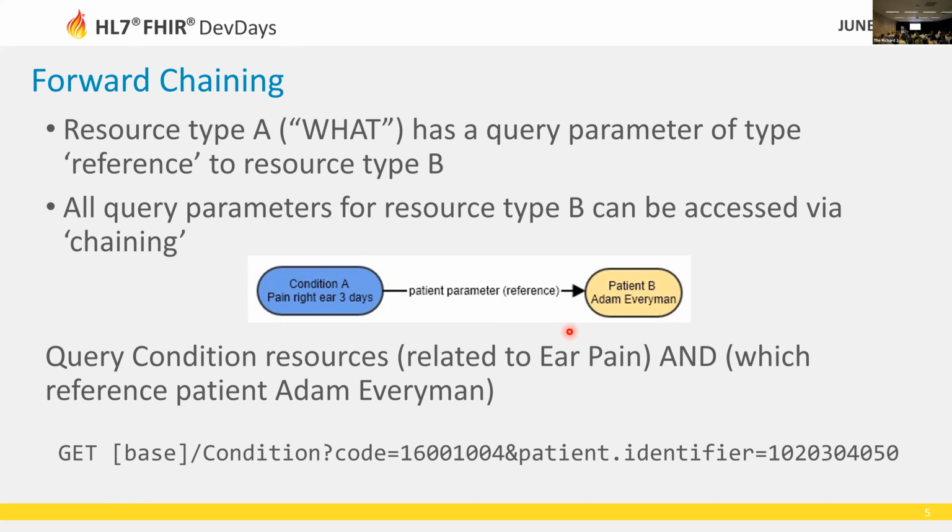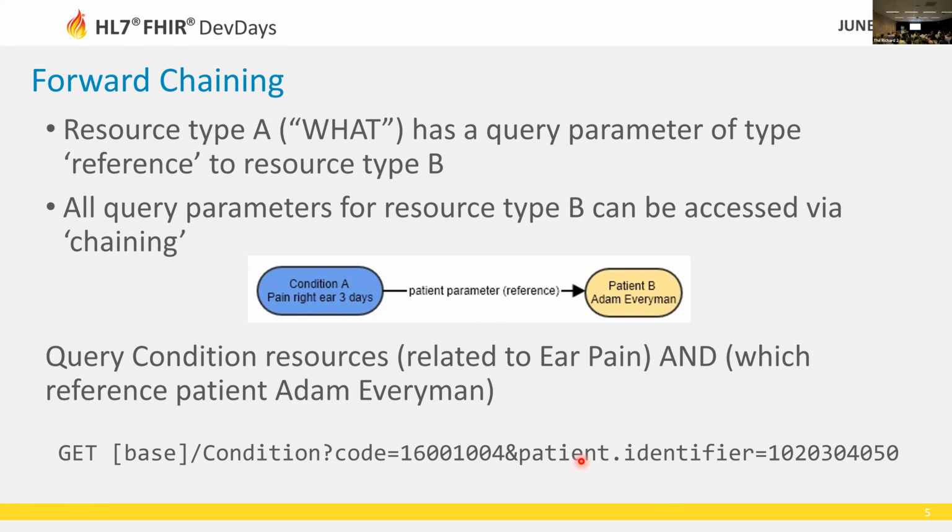So how will our query look for this one? We'll start with our endpoint. What is our focus resource here? We want to get Condition where code equals 16 whatever, right? Ear pain code. And patient, which is the connection between them, patient.identifier equals 10, 20, 30, 40, 50.